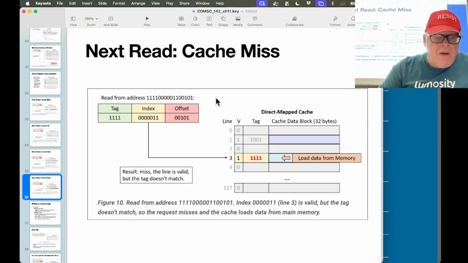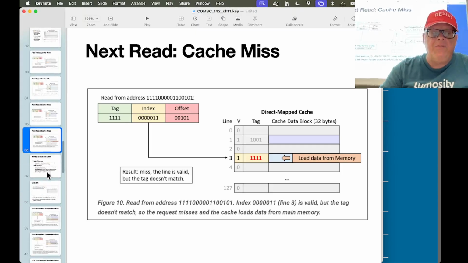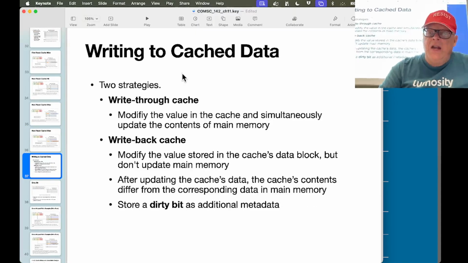All right, here's another read. If I'm trying to read from here, I go down here to load data from memory, but the tag doesn't match. The tag previously had a different value, so this has to be written to memory, and the clean data from memory has to be loaded back in there. All right, so that's writing to cache data.